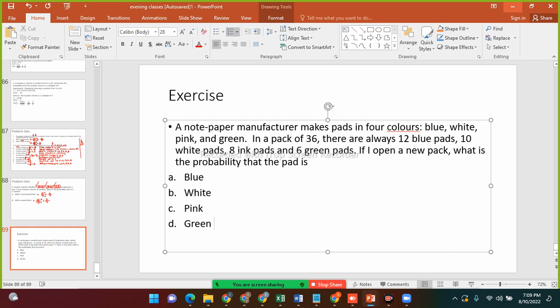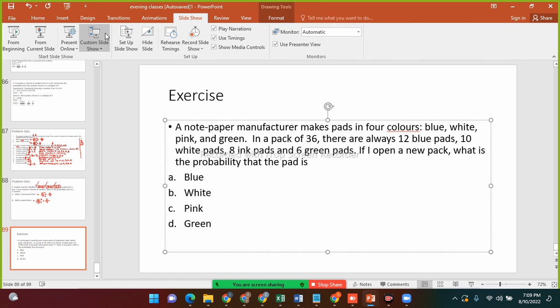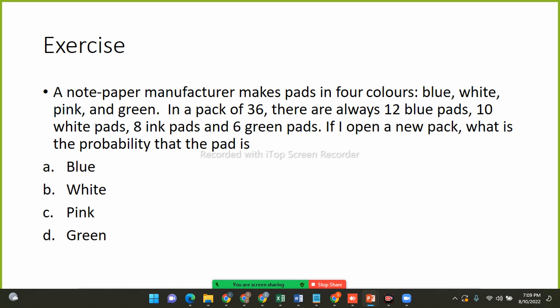So a notepaper manufacturer makes pads in 4 colors: blue, white, pink, and green. In a pack of 36, there are always 12 blue pads, 10 white pads, 8 pink pads, and 6 green pads. If I open a new pack, what is the probability that the pad is blue, white, and green?